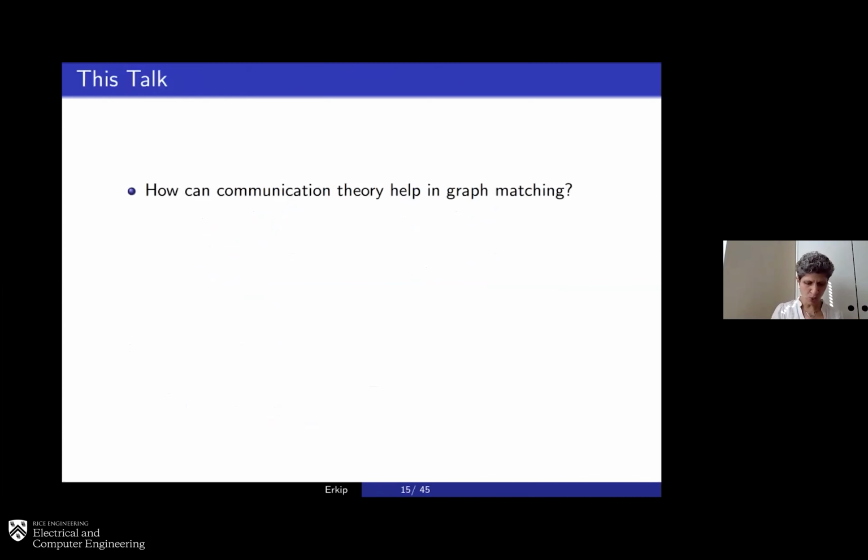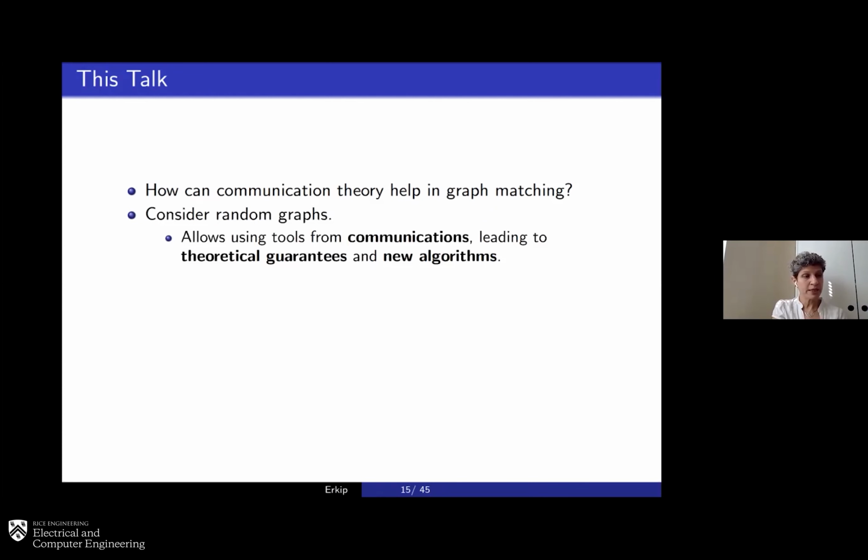Okay, so coming back to this talk, what I'm going to try to answer is how communication theory and information theory can help in understanding graph matching problems, which I hope I've convinced you have many applications. And for that, we're going to be looking at graphs that are randomly generated. And that's going to allow us to use tools from communications and information theory, leading to theoretical guarantees and new algorithms for graph matching.